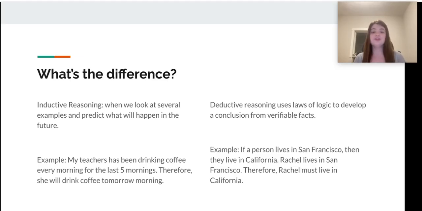Okay, so first of all, what is the difference between inductive reasoning versus deductive reasoning? So, inductive reasoning is when we look at several examples and we predict what is going to happen in the future. So, for example, my teacher's been drinking coffee every morning the last 5 mornings, therefore, she will drink coffee tomorrow morning. So, it's not a definitive proof, right? Because we never know what else might happen.